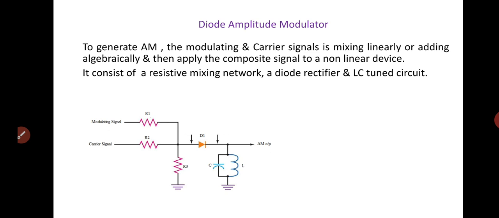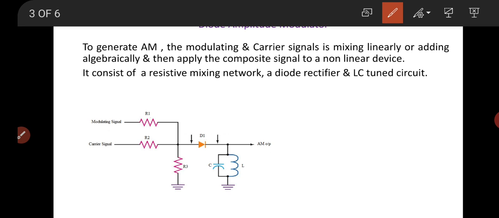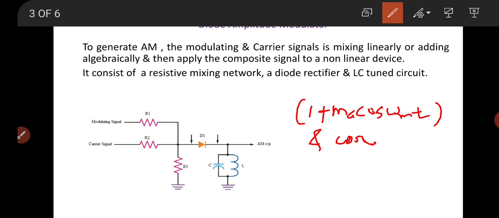Now in today's lecture, we will discuss the first method of generation of amplitude modulation by using diode. As you know, the amplitude modulated signal is the product of two signals, that is 1 plus modulation index into the cos of omega m t, and cos of omega c t.